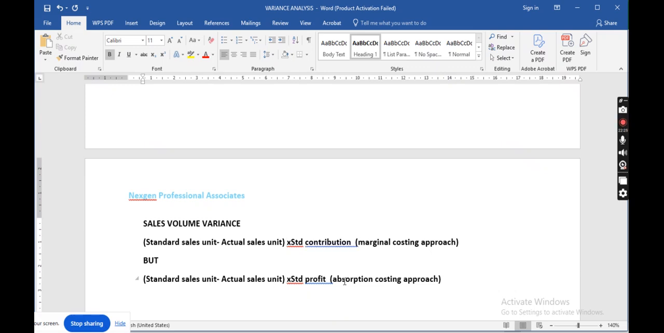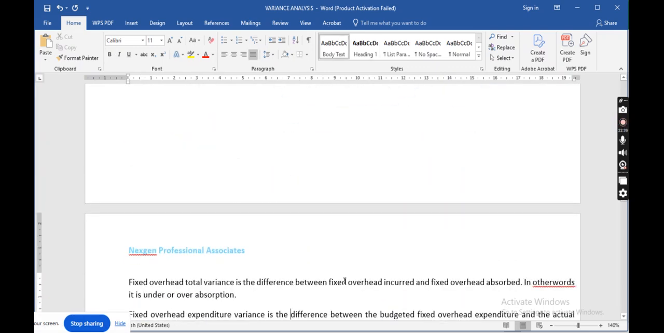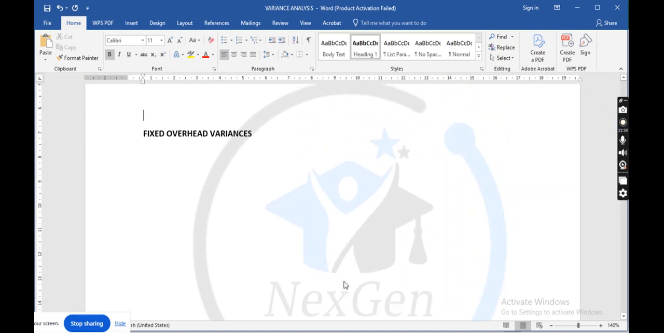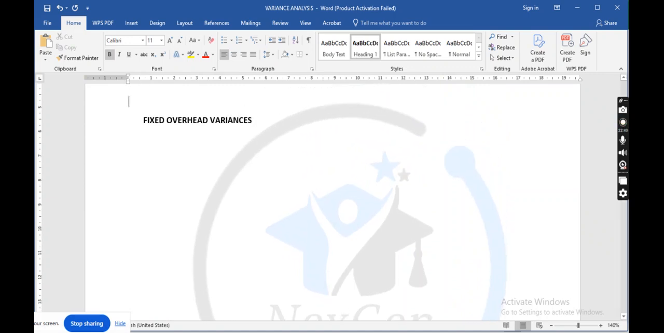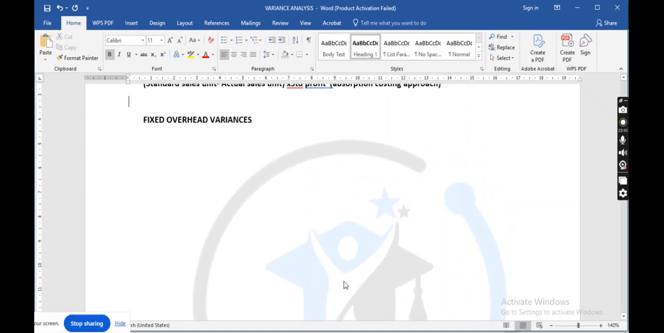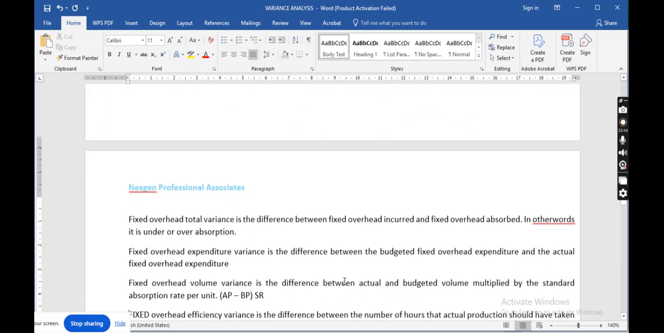Sir, what of fixed overhead? We have not done that now. We are coming there. We never finished. That is the next one. Can you see it? Yes, sir. Okay.